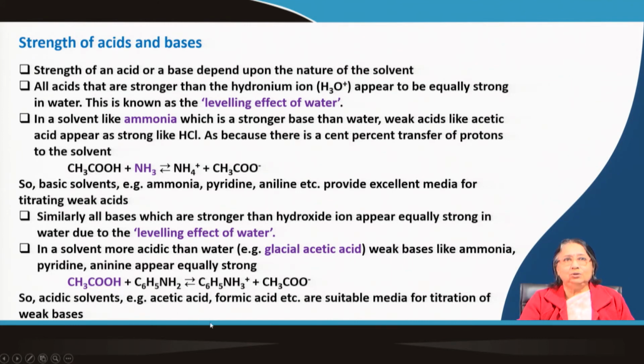Acidic solvents like acetic acid, formic acid etc. are suitable media, and this is the application part. I will tell you later how titration between different types of acids and bases can be done, and what indicator should be used. But here just remember that acidic solvents like acetic acid, formic acid etc. can be used as a suitable medium for titrating weak bases, because titration of a weak base or weak acid is difficult. You can make a weak base strong, or a weak acid strong, if you properly select the solvent.